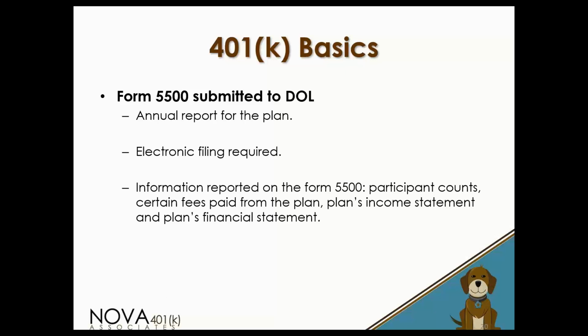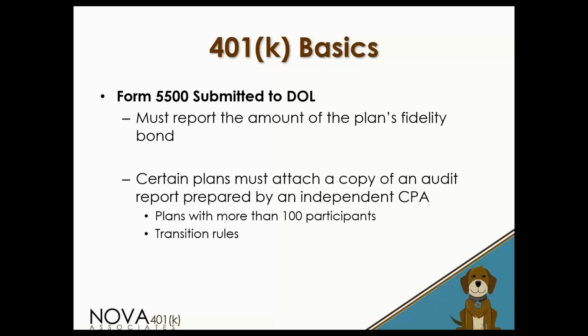What it does contain is participant counts for the year, certain fees that are paid from the plan, the plan's income statement, and the plan's financial statement. And the good news is that NOVA will prepare that Form 5500 for you each year, so that when you get it, all you need to do as plan sponsor is to review what we prepared for reasonableness and electronically sign and submit it.